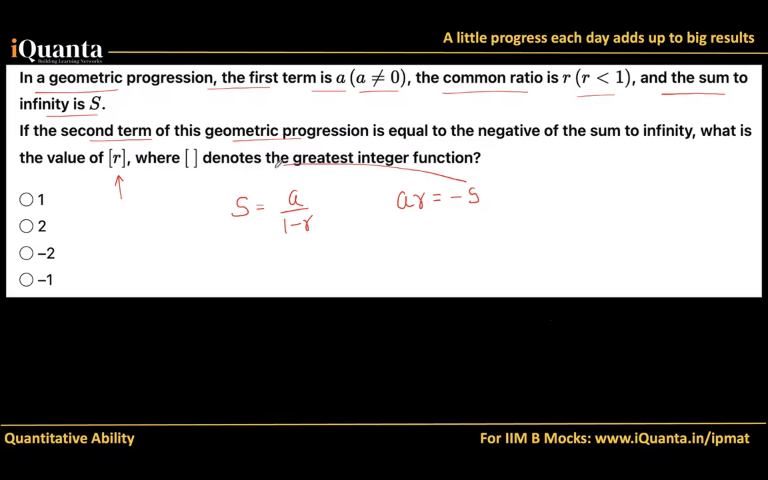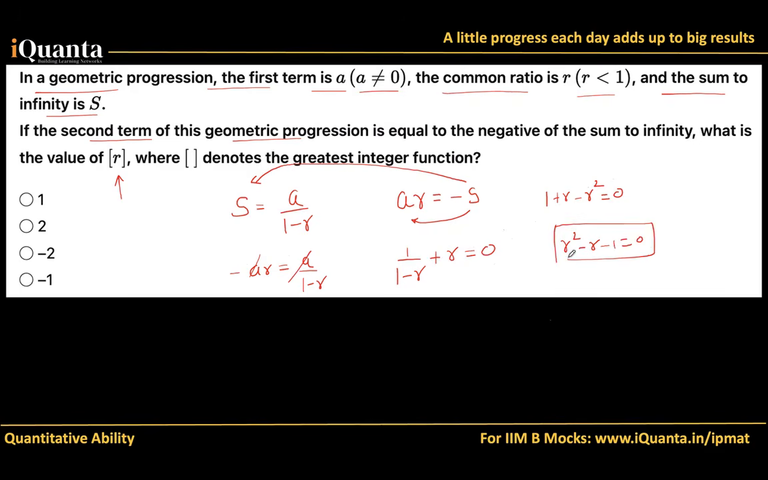So in place of S over here, if I put minus ar, S can be written as minus ar from this equation. So let's put minus ar equals a upon 1 minus r over here. Now a goes, we get 1 upon 1 minus r, and this minus r goes there, we get plus r, that is equal to 0. If we solve this further, we get 1 plus r minus r square equal to 0, or we can say r square minus r minus 1 equal to 0. This is a quadratic equation that we have.